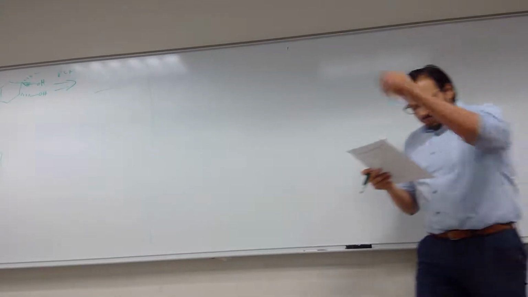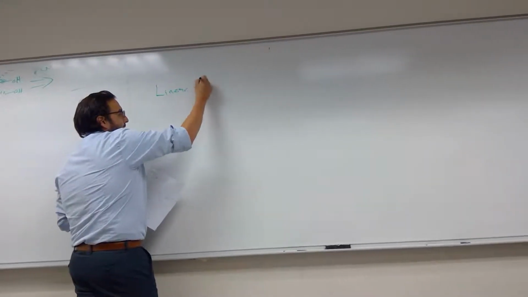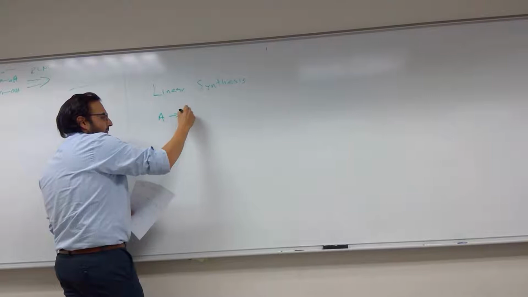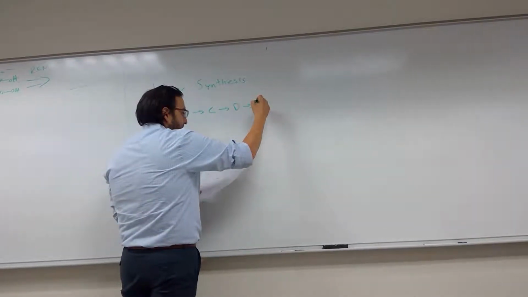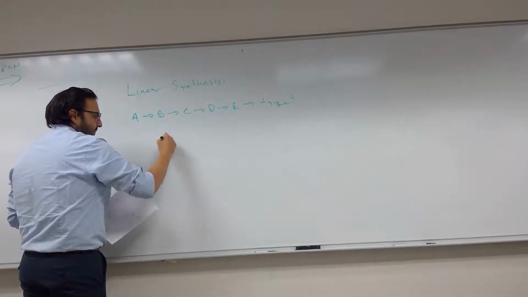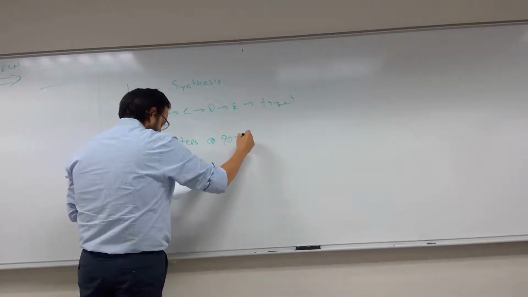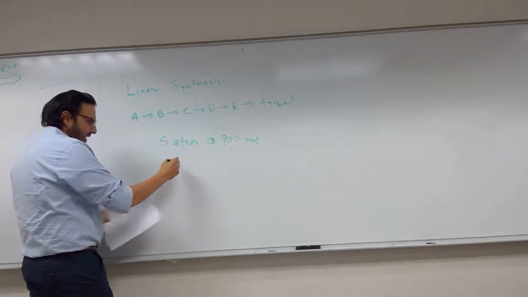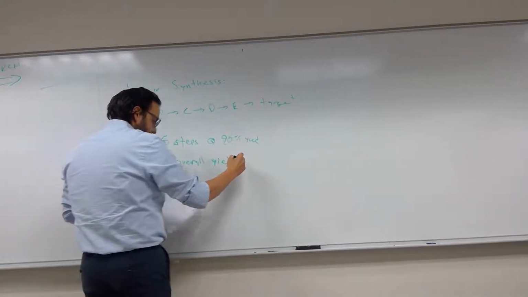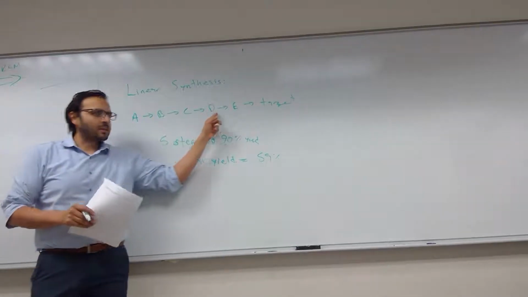Well, the one thing that I think is important to know, if you don't already know it, is that we have linear synthesis, and you probably see something like this in some way or another. So in this case, you go A, B, C, D, and target. So this is basically 5 steps, 1, 2, 3, 4, 5. If each step is at 90% yield, so 5 steps at 90% yield each, the overall yield is 59%.